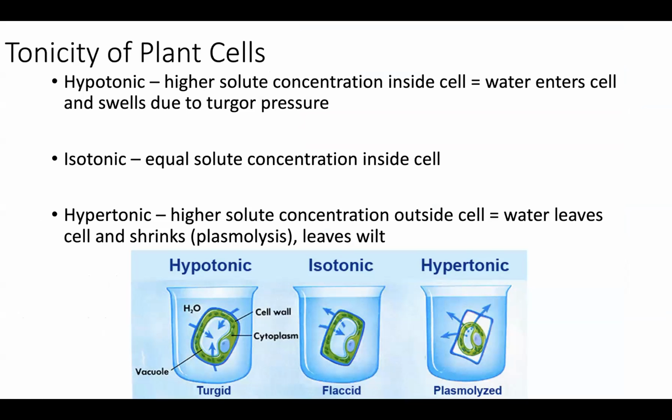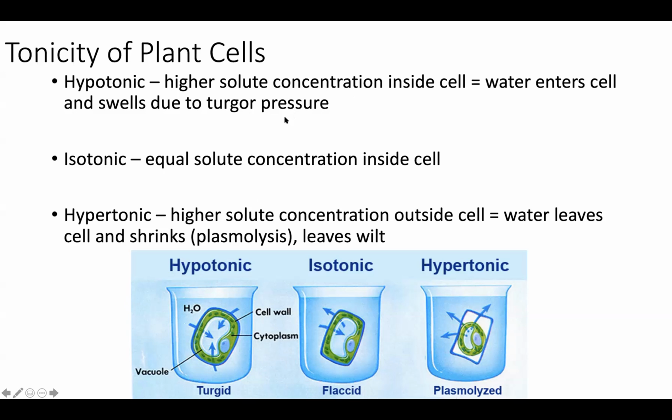Tonicity of plant cells. We have talked about this before. Remember, hypotonic is when there is a higher solute concentration inside the cell. So water will enter the cell and swell due to turgor pressure. Here's an image of hypotonic. We have higher solute concentration in here, so the net movement of water is going to be inside of the cell.